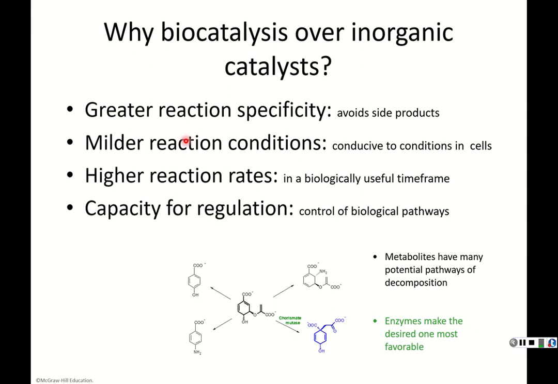We can use milder reaction conditions, and that's conducive to the conditions in cells and the conditions life can occur at. Some inorganic catalysts, you have to heat up to a very, very high temperature to get the reaction to speed up, or be at high pressures. You can get very high reaction rates. So these reactions that might not occur very quickly can now occur in a biologically useful time frame. And then you also have the capacity for regulation on enzymes. So you can turn on and off an enzyme, whereas with an inorganic catalyst, you couldn't do that.